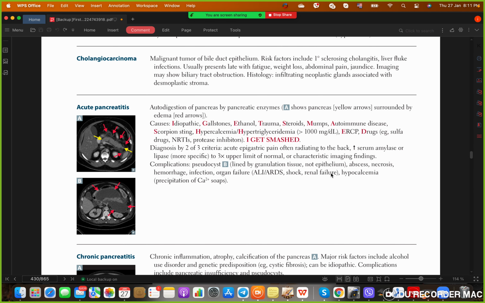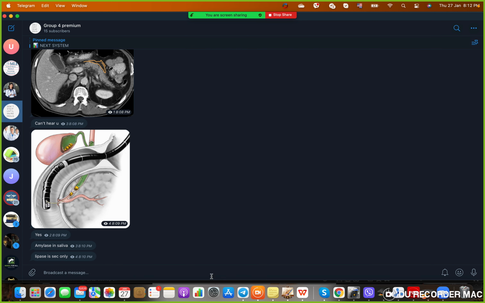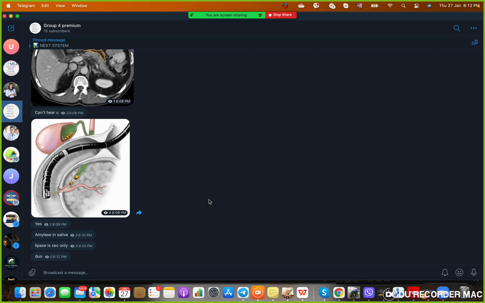Also, complications of acute pancreatitis can include abscess or necrosis. Also, hemorrhage, infection, or organ failure. So this patient can have acute lung injury or ARDS. Why? Because there is an enzyme called trypsin, and it's actually the cause of the acute pancreatitis because the trypsinogen becomes trypsin early on. It should become trypsin where? Where should it normally become trypsin? In the duodenum. With the help of which enzyme?